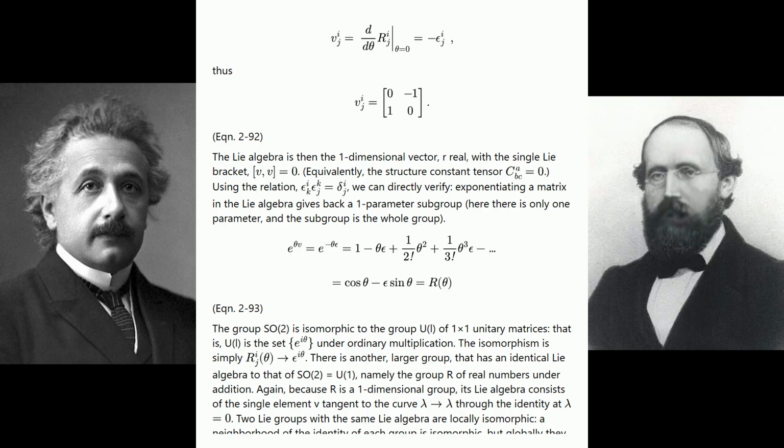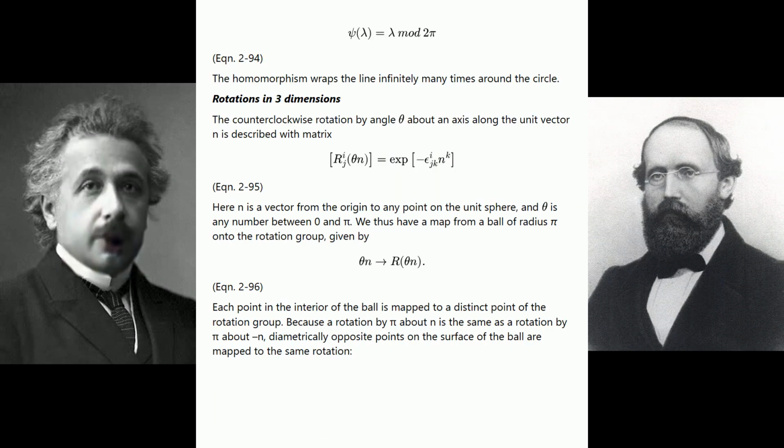Two Lie groups with the same Lie algebra are locally isomorphic. A neighborhood of the identity of each group is isomorphic, but globally they are different. In this case R is a covering group of SO(2) equals U(1). It is a simply connected group and there is a homomorphism psi of R to SO(2) equals U(1). See equation 2-94. The homomorphism wraps the line infinitely many times around the circle.